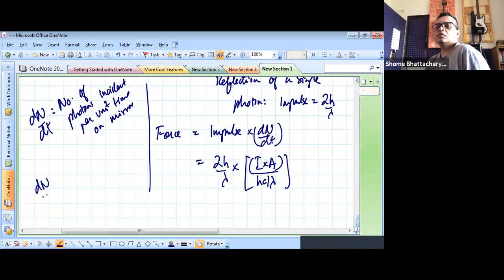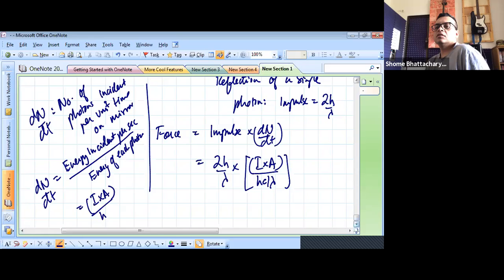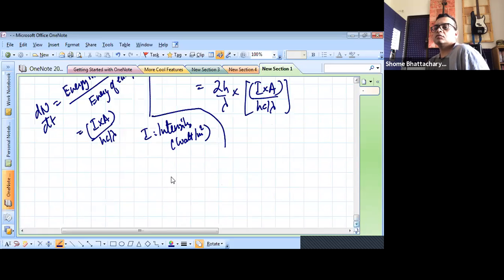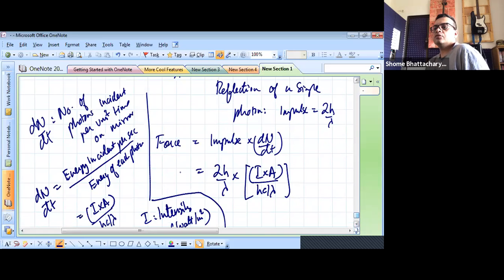So this thing can be calculated as energy incident per second divided by energy of each photon. So energy incident per unit time is intensity into area. Okay, so here I is intensity in watt per meter square, A is area in meter square, and energy of the photon will be in joules. So you are getting this in per second. Okay. So now coming back to this calculation, the force becomes independent of lambda, as you can see. It becomes this.